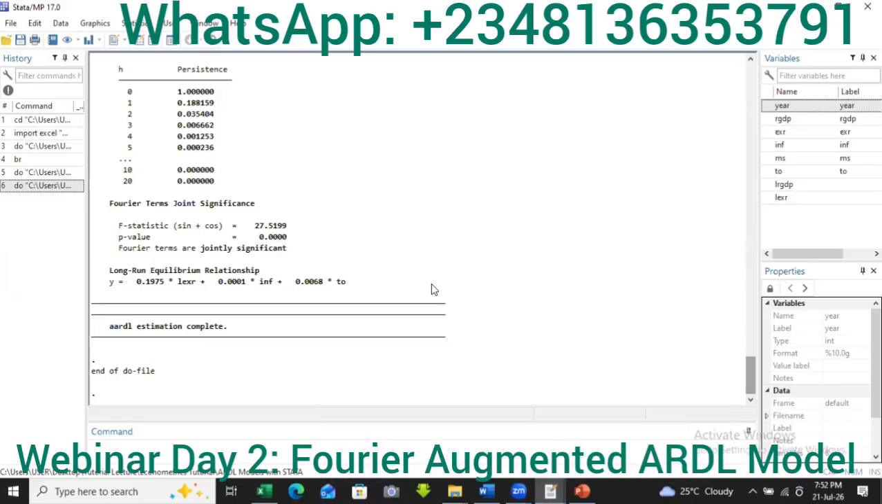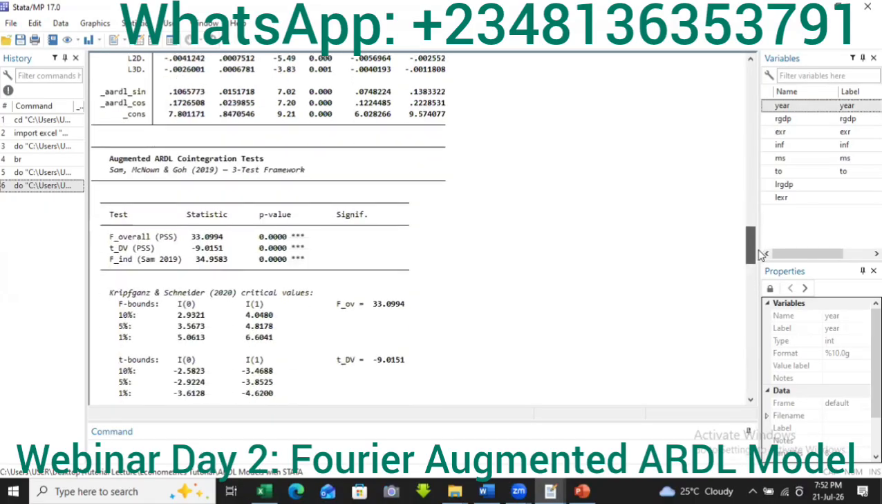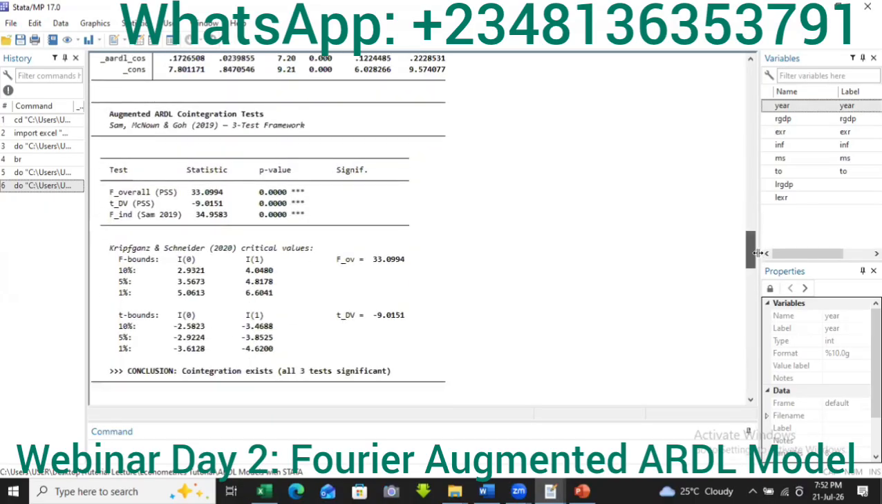Okay, now let's go back to our bond test. Before you can interpret your model, go back to your bond test to check if there is actually a long-run relationship. We can see these are the 3 tests, and the rule is that we should reject all the null hypotheses for all the 3 tests before we can establish a long-run relationship.